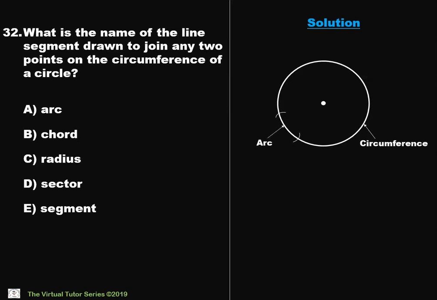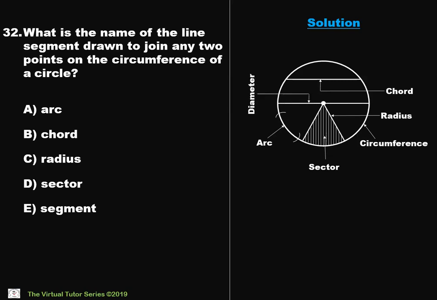Any line drawn from the center of the circle to join the circumference of the circle is called a radius. The area bounded by two radii is a sector. Any line drawn to join any 2 points of the circumference of the circle is called a chord. A special chord that passes through the center of the circle is called a diameter. The area bounded by a chord and an arc of a circle is called a segment.